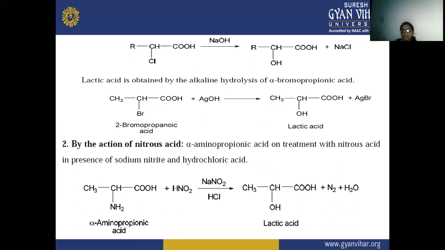Plus NaCl is formed. Lactic acid is obtained by the alkaline hydrolysis of alpha bromopropanoic acid. So this is 2-bromopropanoic acid, or alpha bromopropanoic acid, and when we react it with silver hydroxide, lactic acid is formed, which is CH3CHOH COOH.